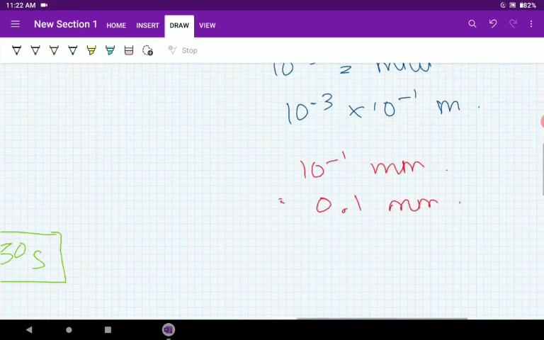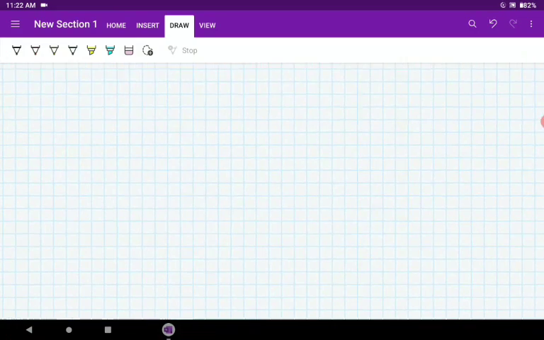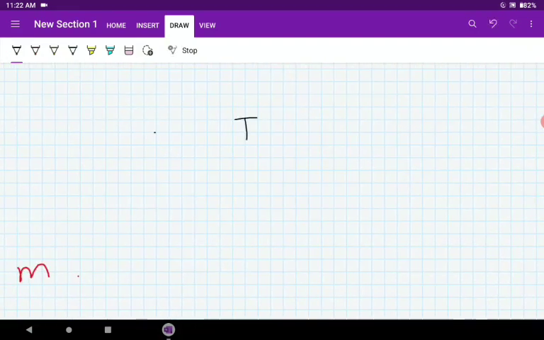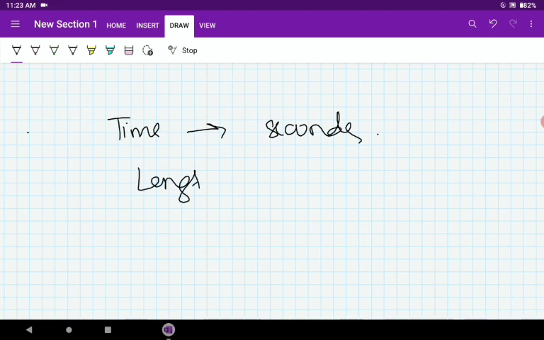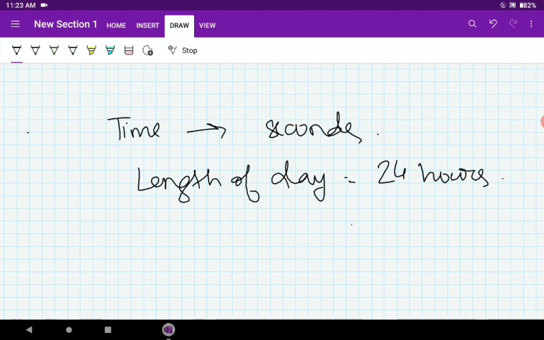Next we have examples of time. Time is usually measured in seconds everywhere in both SI and CGS. What is the length of day? You know it is 24 hours because it is the common thing. But how many seconds? It is about 9 into 10 to the power 4 seconds.